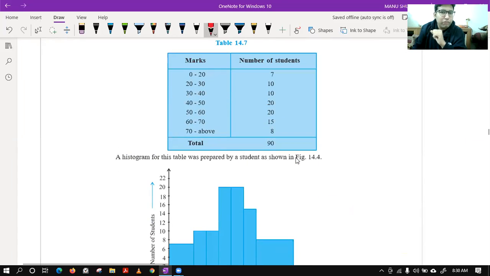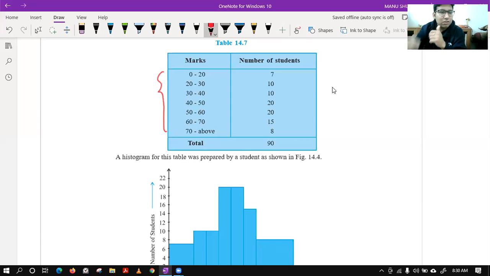In this example, first of all, just tell me, is the given data exclusive or inclusive? Class, all of you, please participate. This is exclusive, because we can see the upper limit of the first class and the lower limit of the succeeding class is the same. So this is exclusive. Very good, Garima.